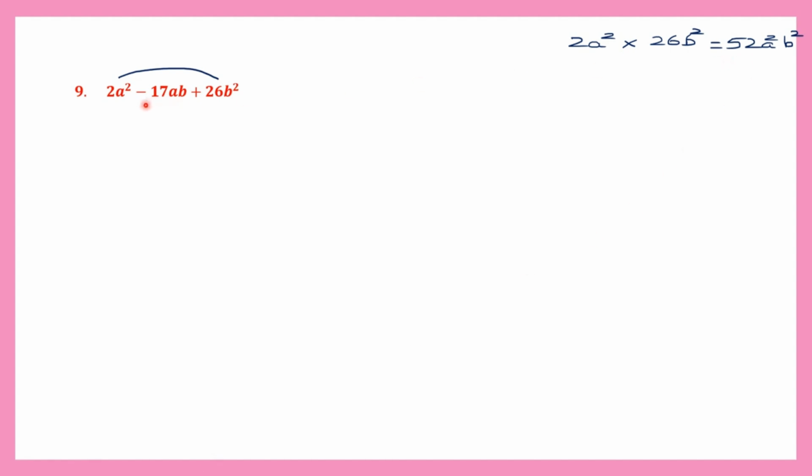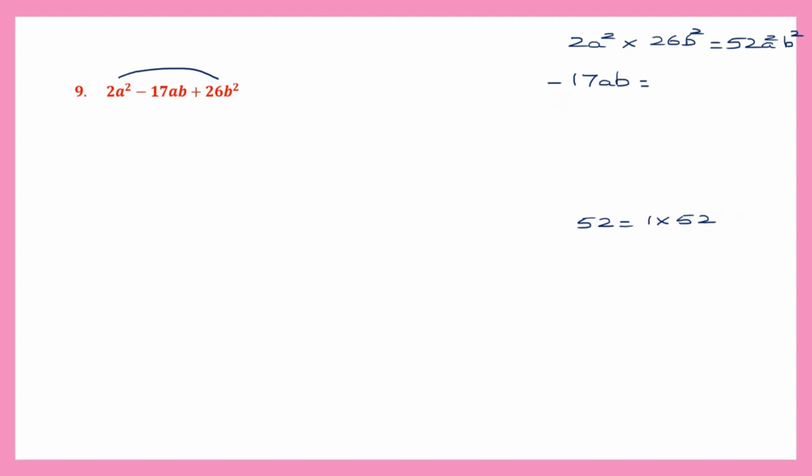Now let's take the middle term. Middle term is minus 17ab. I'm going to split this up. So when I add up two numbers, I should get minus 17ab. So now what we have to do is take 52 and look at the factors of 52. 52 factors is 1 into 52. So by now you know how to do this. 1 into 52 will give us 52, but you will not get 17. We need to get 17.